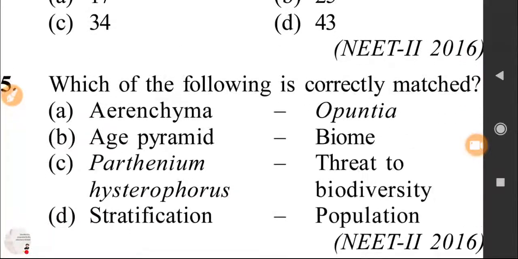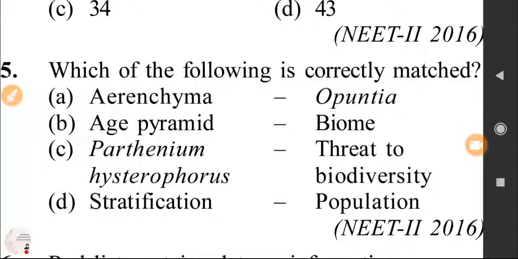Next, which of the following is correctly matched? Which one is correctly matched? So if you see here, Parthenium hysterophorus. The right answer is C. Parthenium hysterophorus is a threat to biodiversity. Okay, how?